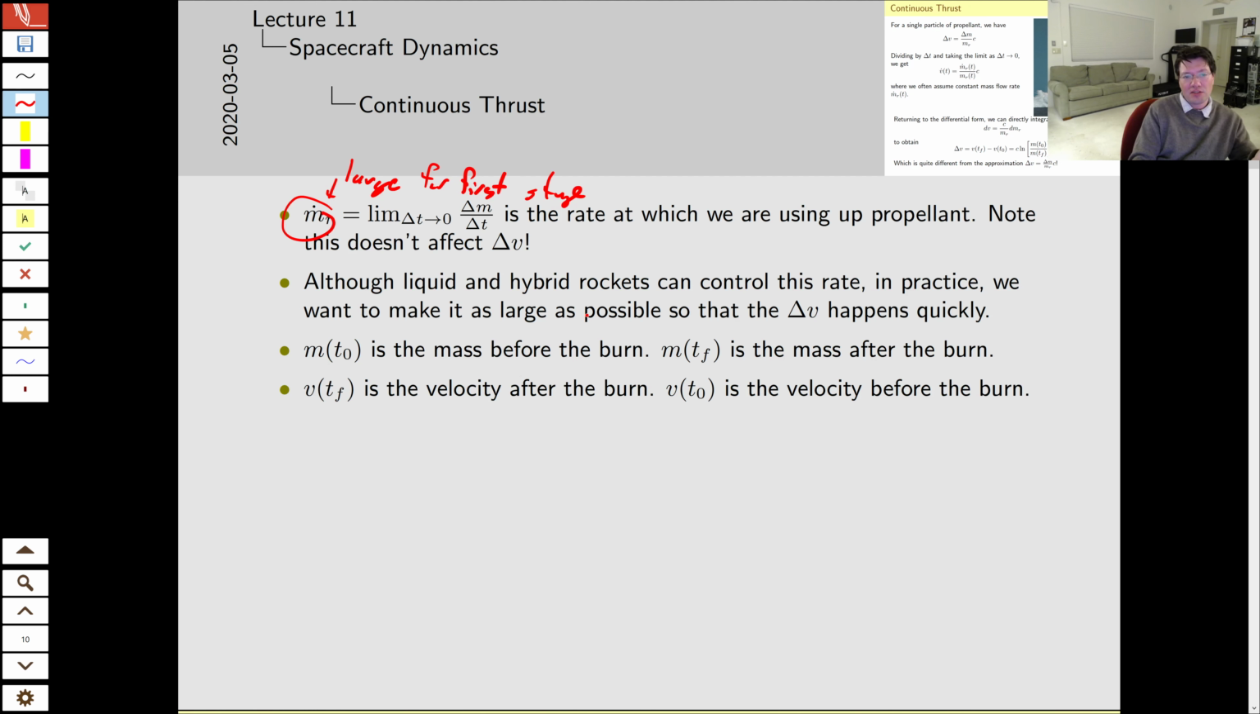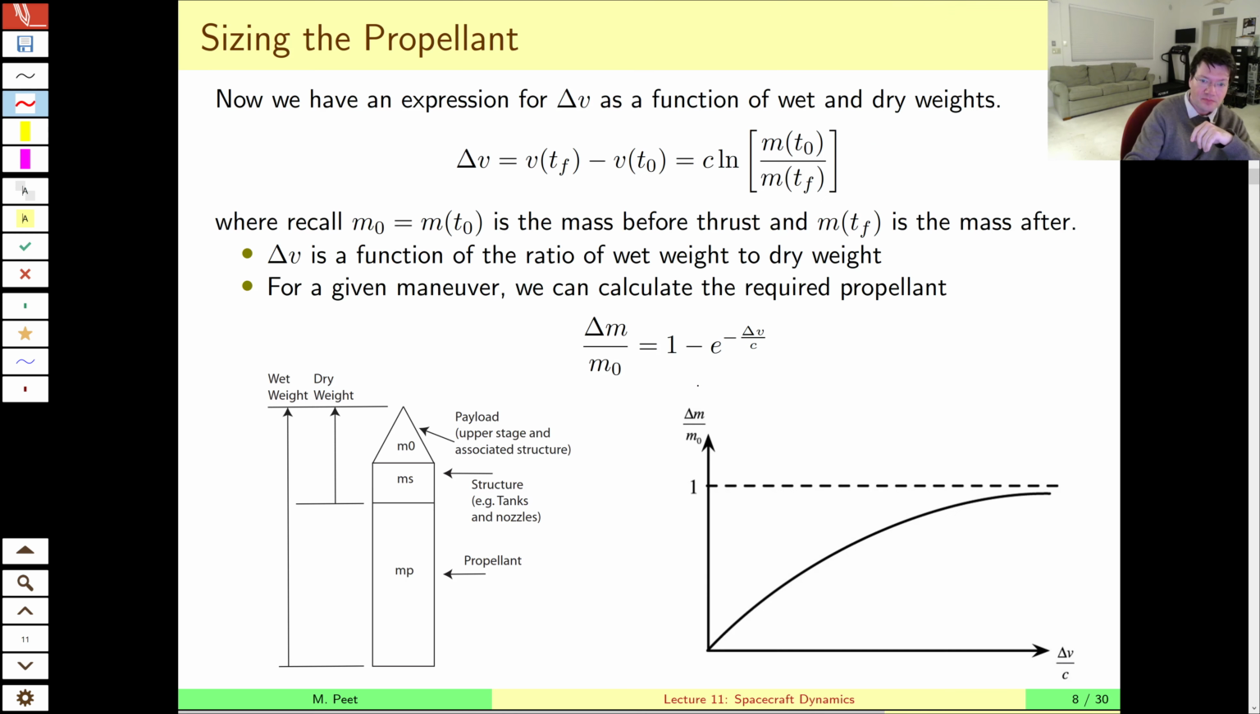Again, this mass flow rate can be throttled in both liquid and hybrid rockets, not for solid rockets. And so for that first stage, we typically want to make it as large as possible so that the delta V happens quickly. Once you're in space, continuous thrust rockets are typically much more efficient because they can use electricity for thrust, but we'll talk again about that later.